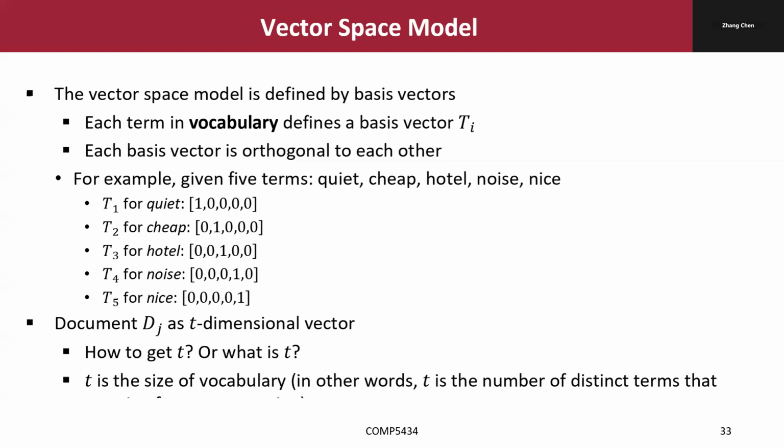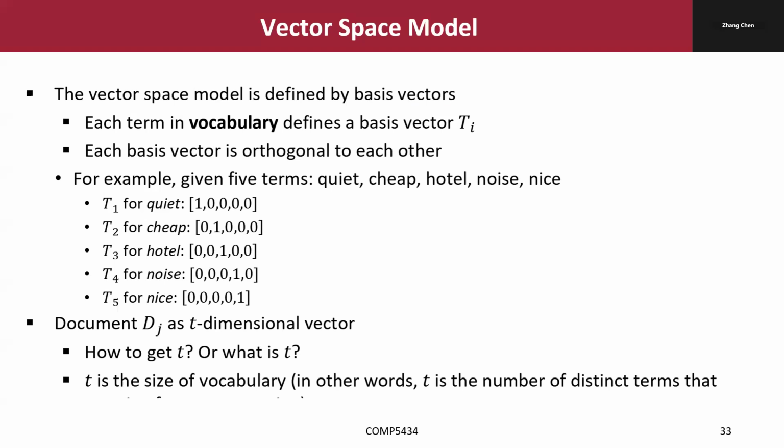For example, the word quiet is represented as 1 0 0 0 0. If we think about a document with only one word, quiet, then we have the document 1 0 0 0 0. So each term defines what we call a base vector, and these base vectors are orthogonal to each other, which means they are independent of each other.